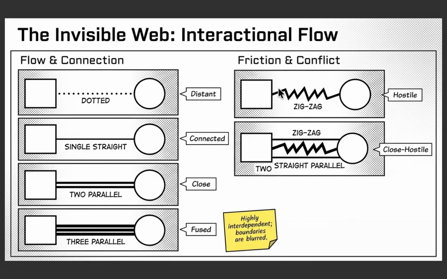Now, if there's hostility, you have this zigzag line. But close and hostile has a zigzag line within two straight lines. So you have this close relationship, but they're in an argument. There's a lot of conflict. Highly interdependent boundaries are blurred. If they're a little blurred, then that's a sign that they're interdependent. You're going one way, but not the other way.